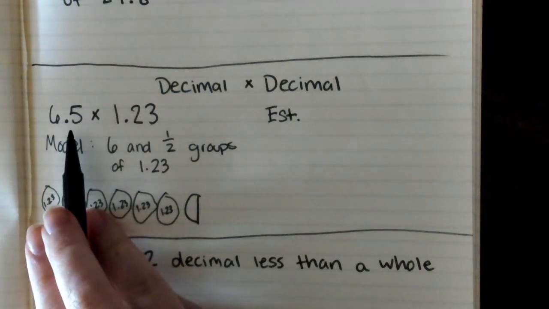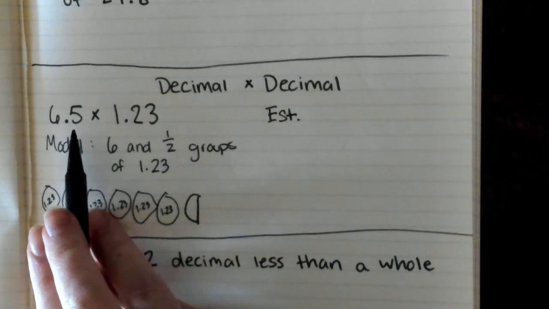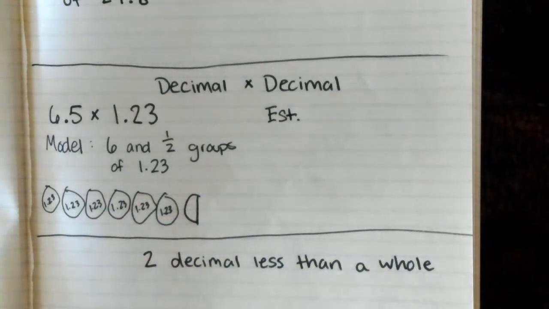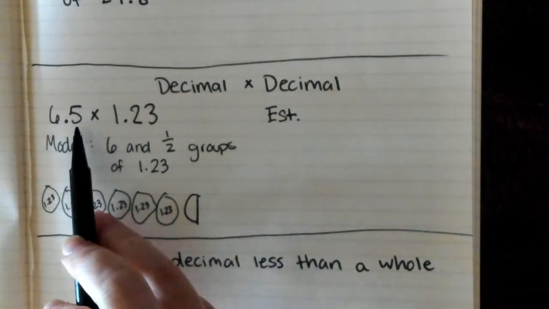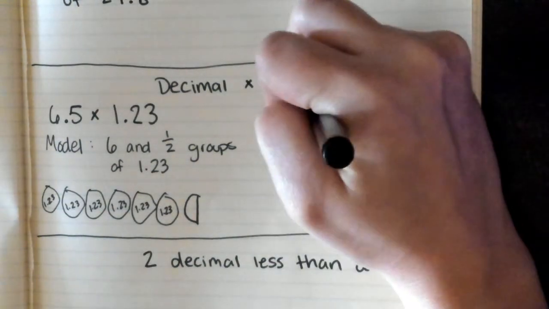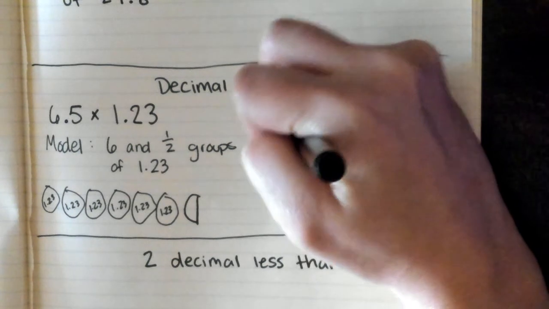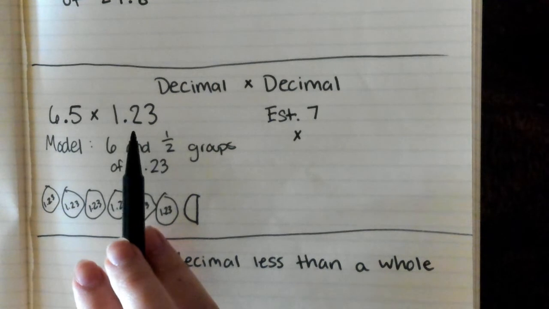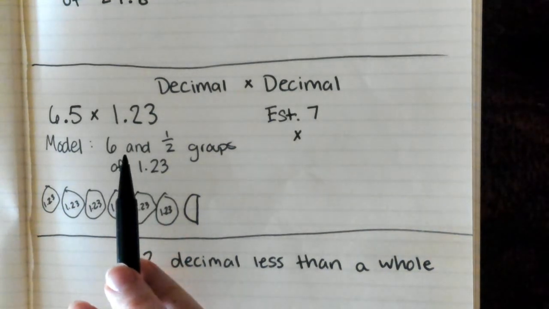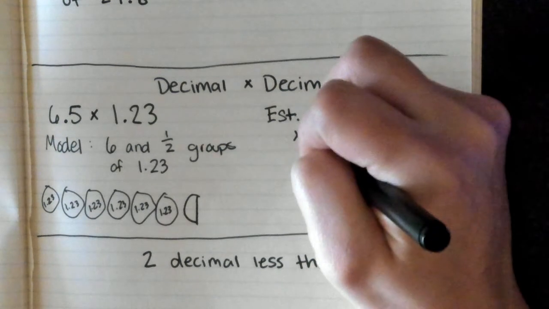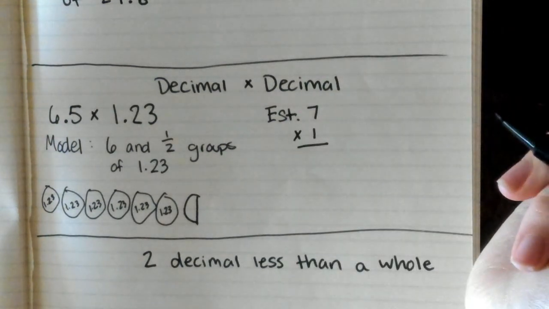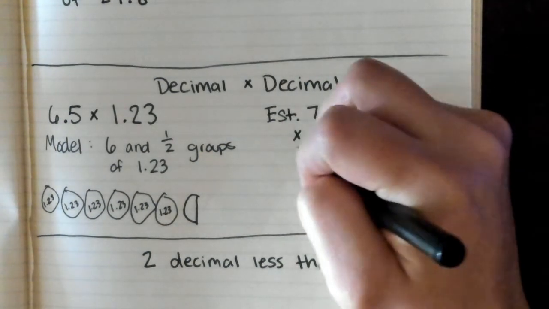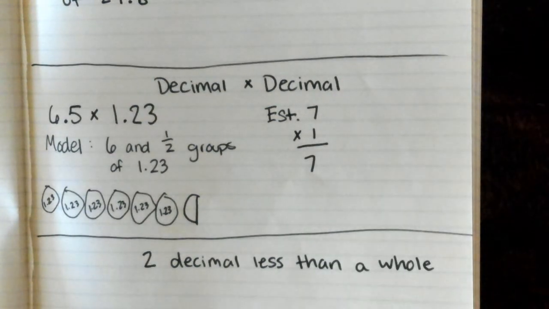What would you round 6.5 up to? Would you round it up to 7 or down to 6? Well, yeah, because the 0.5, I'm thinking round up to 7, right? So 7 times 1 and 23/100ths, what would you round that to? Probably just 1 whole, right? Times 1 whole. What is 7 times 1? 7. Look at that estimate. It's just 7. That's it. So our estimation for our product, for our answer, is just 7.